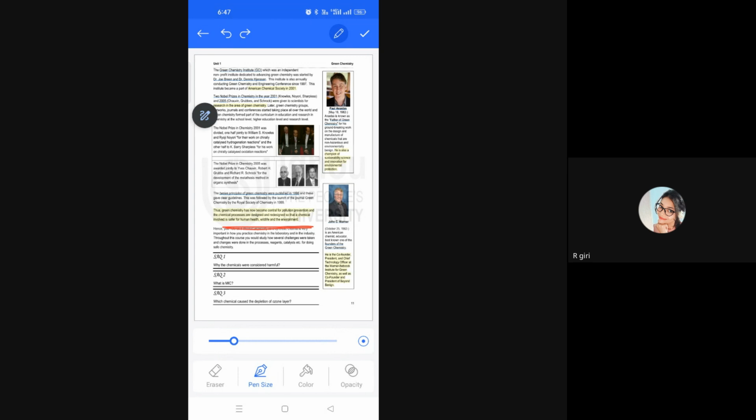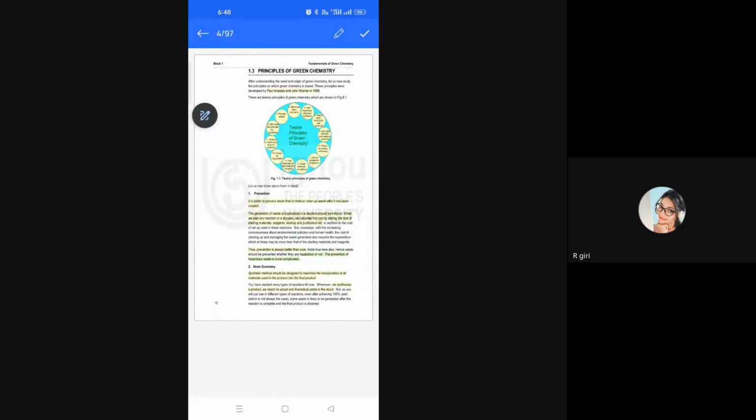Here it is explained. Green chemistry has now become central for pollution prevention, and chemical processes are designed and redesigned so that the chemical involved is safer for human health, wildlife and environment. Different types of questions are given here, and their answers are given later. Whenever I have given some different coloring mark, you should read these points so that you will get an idea for attending different questions.